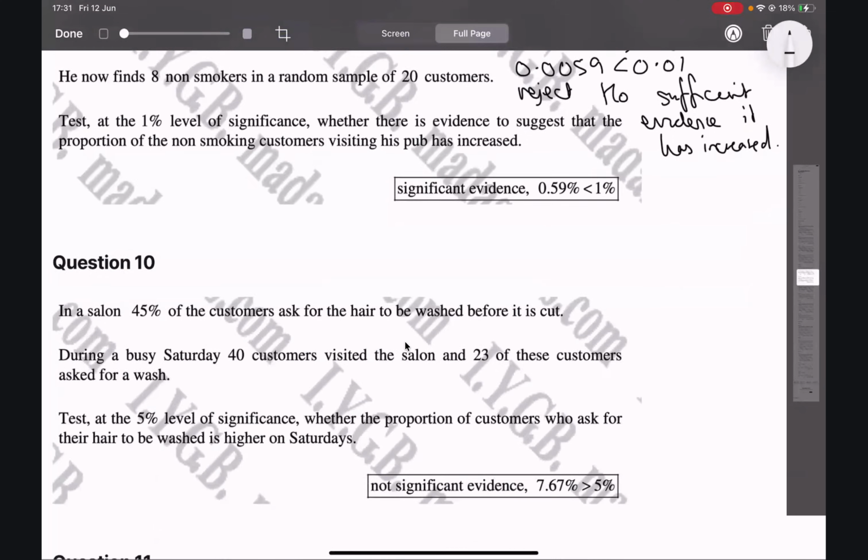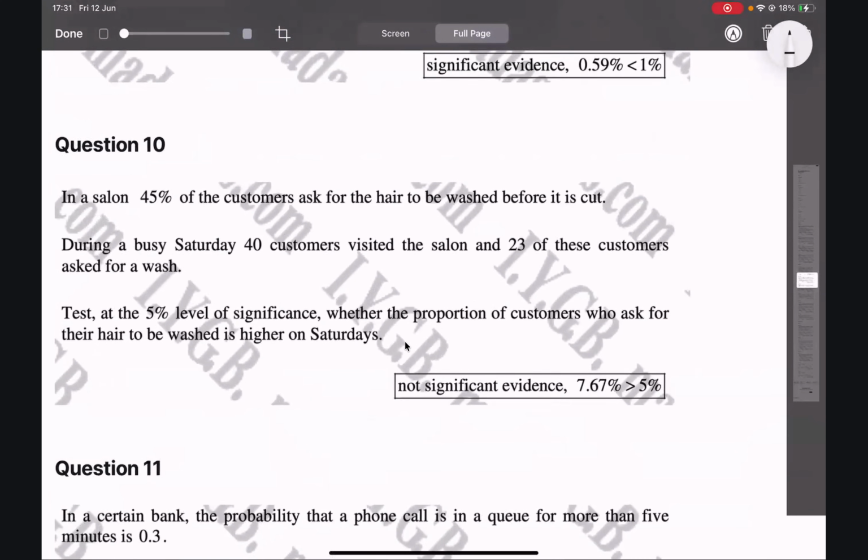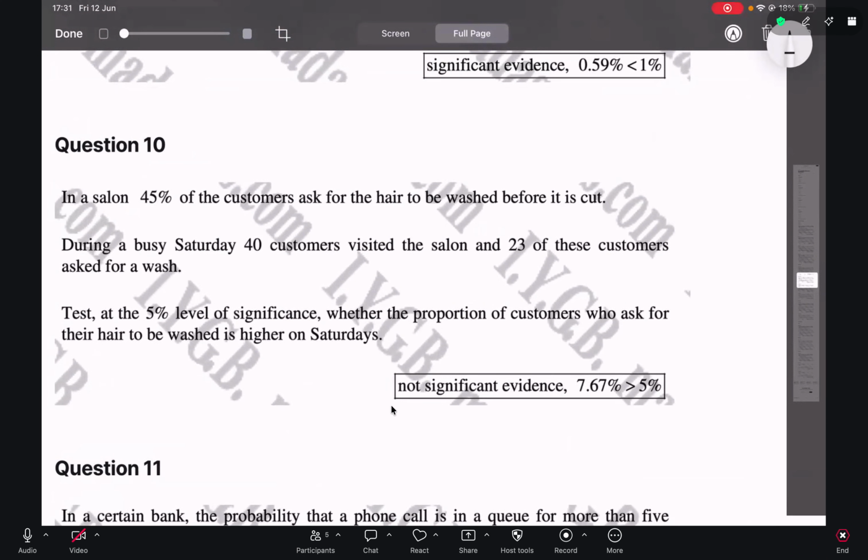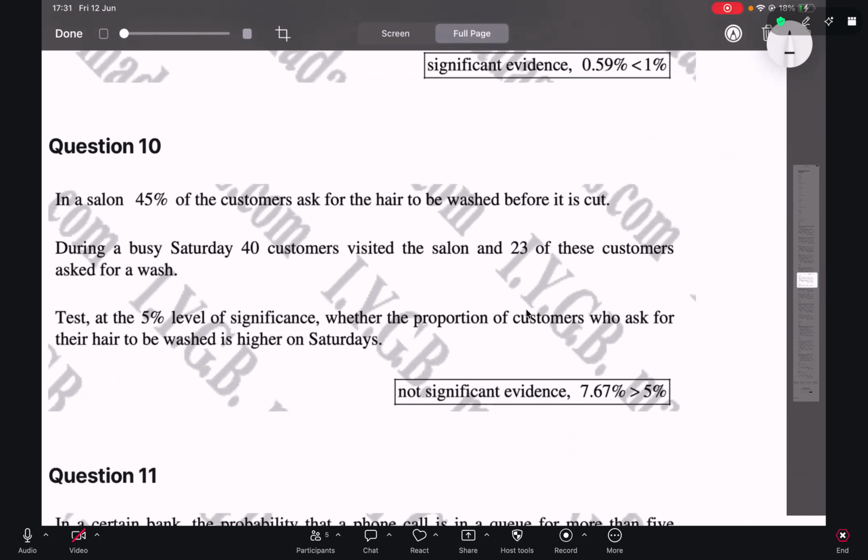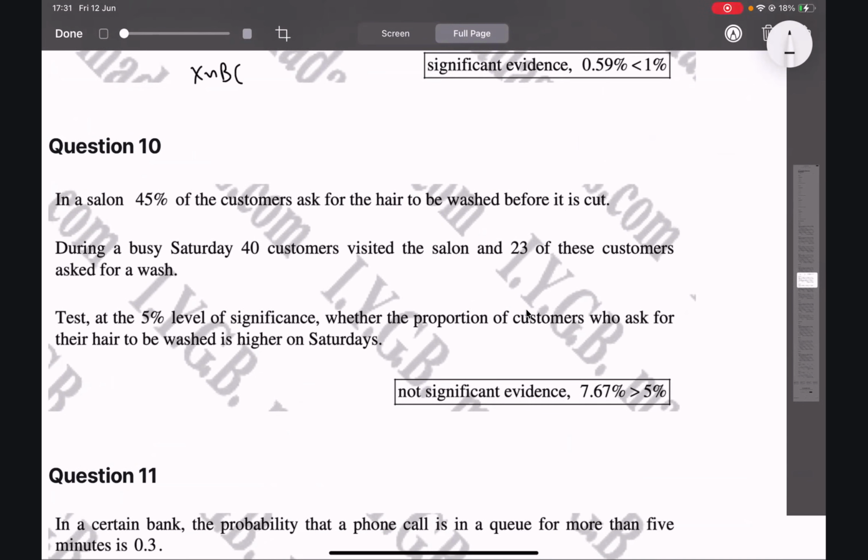Neeraj, try this one with me. So n will be 40 and p will be 0.45. And then the mean will be 18. And then the test statistic would be 23.